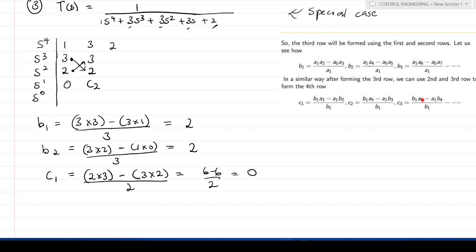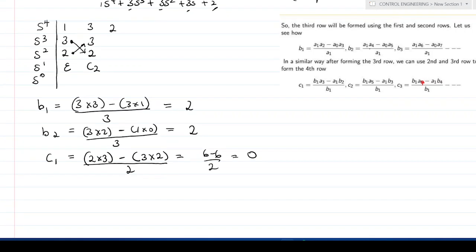You can now see that there's a 0 in our first column, the column that is supposed to help us know how many poles are on the right hand side. That's the problem. So what we're going to do is replace this 0 with a very small value called epsilon. Epsilon is a very small positive number.